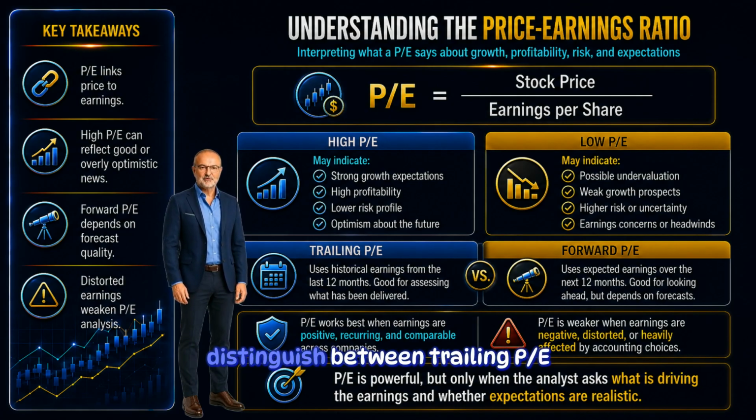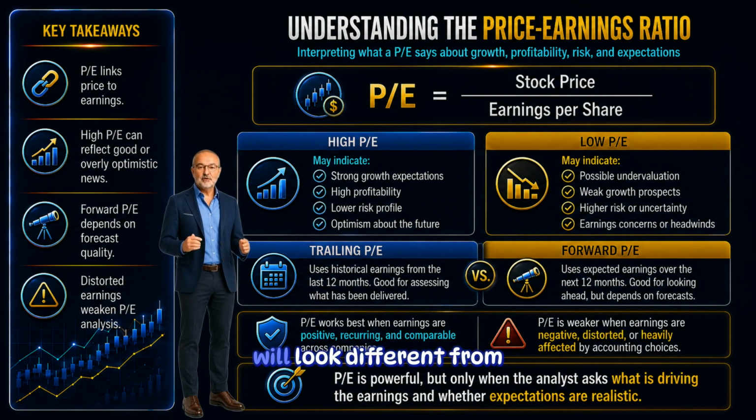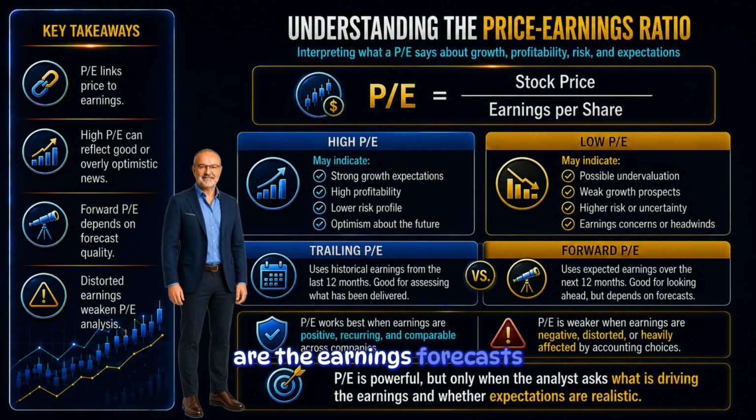We also need to distinguish between trailing P/E and forward P/E. Trailing P/E uses recent historical earnings. It is based on what the company has already reported. Forward P/E uses expected future earnings. It can be more relevant when the future will look different from the past, but it depends heavily on forecast quality. The analyst must ask, are the earnings forecasts reasonable? Are margins sustainable? Is the company cyclical? Are estimates uncertain? Is the expected improvement already reflected in the price? P/E is powerful, but only when interpreted carefully.